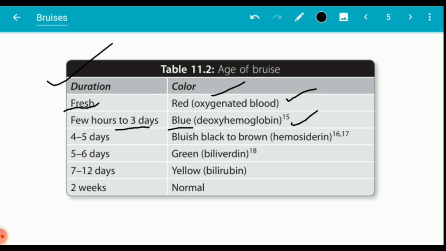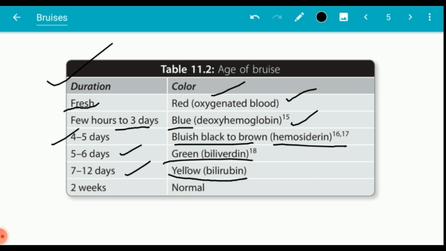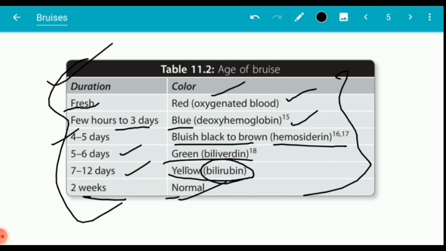This blood is deoxygenated. After 4 to 5 days, a bluish-black or brown color would be observed. This is due to hemosiderin. Then the green color of biliverdin in 5 to 6 days. 7 to 12 days, approximately 1 week: yellow color would be observed, which is due to bilirubin. Then finally in 2 weeks things would get back to normal. Okay, this table is very important. Do remember the colors and also the days very carefully. Questions could be asked from this table.